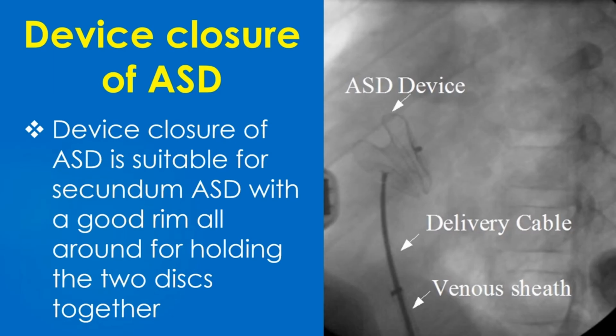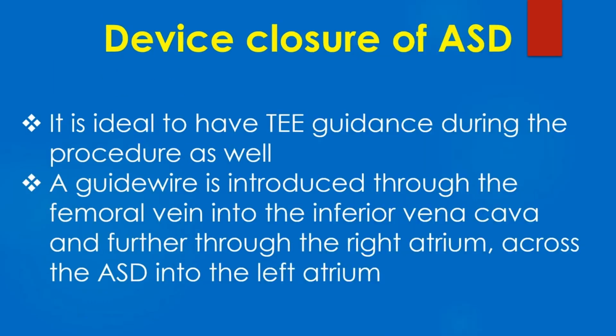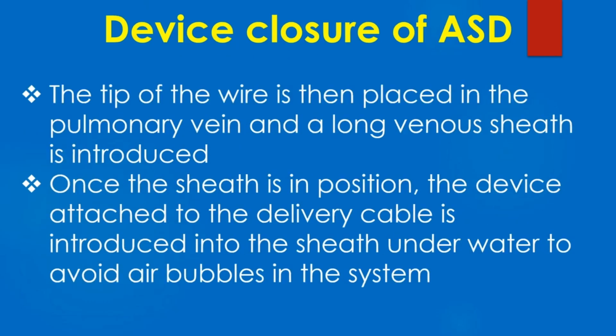Transesophageal echo is done to assess the superior, aortic and mitral rims as well as the total septal length. It is ideal to have TEE guidance during the procedure as well. A guide wire is introduced through the femoral vein into the inferior vena cava and further through the right atrium across the ASD into the left atrium. The tip of the wire is then placed in the pulmonary vein and a long venous sheath is introduced.